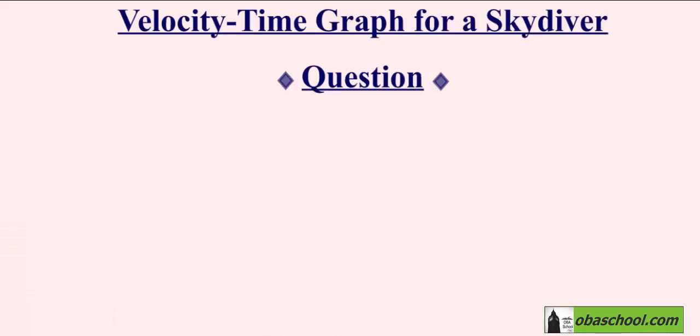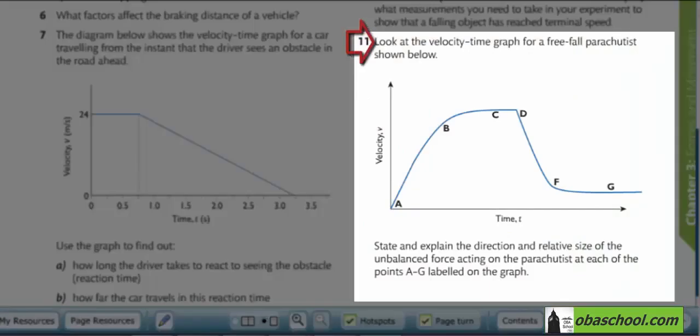In this tutorial, we're going to solve a question on the velocity time graph for a skydiver that we explained in the previous tutorial. Question 11 in the book. The question says, look at the velocity time graph for a free fall parachutist shown below. So we have this graph, we have the time t on the x-axis and the velocity on the y-axis, and we have these specific points.